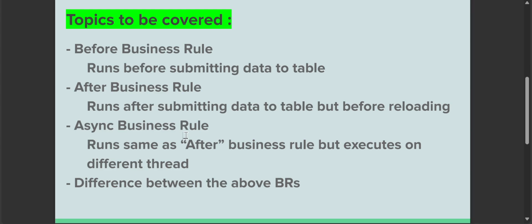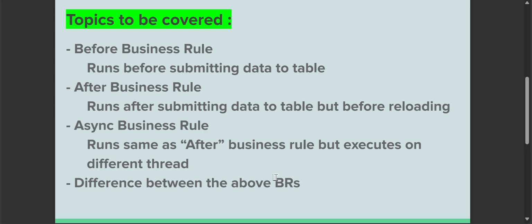Async business rule is the same as after business rule. The trigger point is the same, but it executes on a different thread. It does not execute on the current thread. So that's why, when you are reloading after updating the data to the database, the reloading of the form does not impact it. It runs in parallel on a different thread in the backend. So that is the advantage of async business rule.